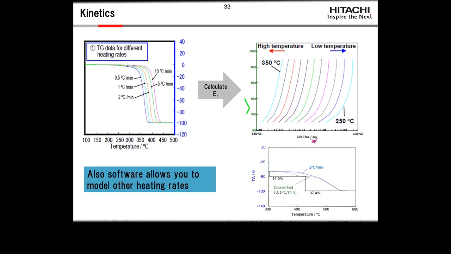Because if you look at our scale down here, we're looking at the log of days. So these last data points out here are on the order of years. Also, the same software lets you model what would happen if you run at different rates. So if you usually run everything in your lab at 2 degrees and somebody sends in data at 0.1, you can actually convert it and get an idea of whether or not that data would match yours.